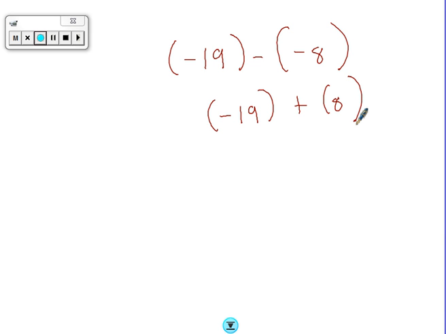So in this case, it's a subtraction problem, in essence. So the answer is going to be negative 11, because the absolute value of the biggest number is negative. So perfect. All right, questions so far? Pretty simple.